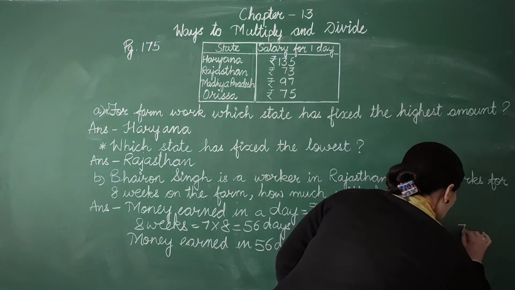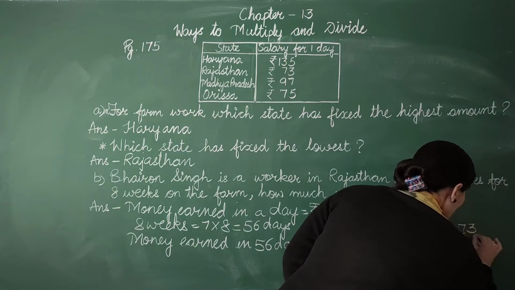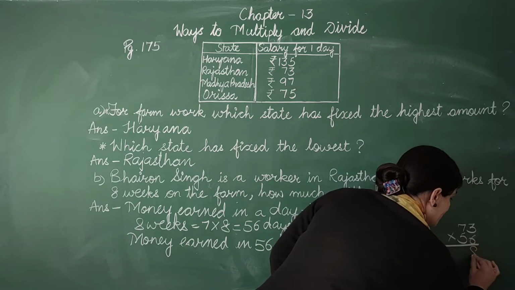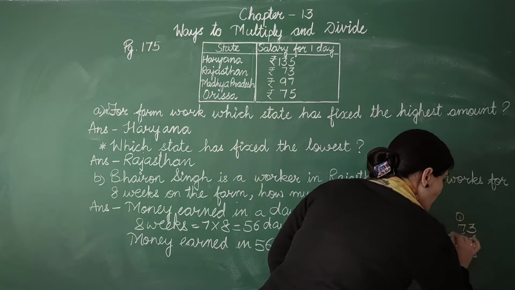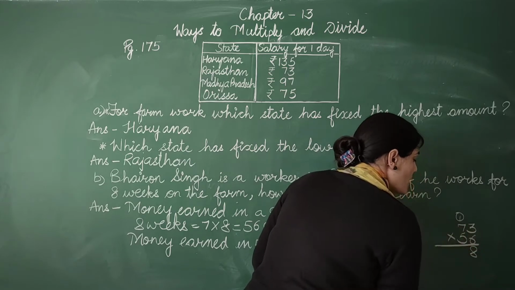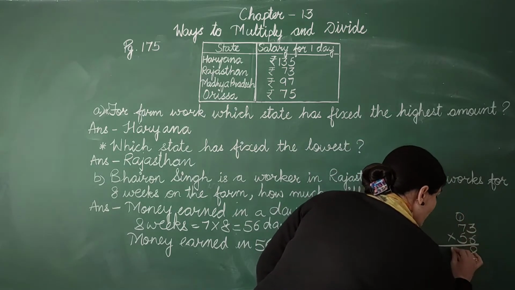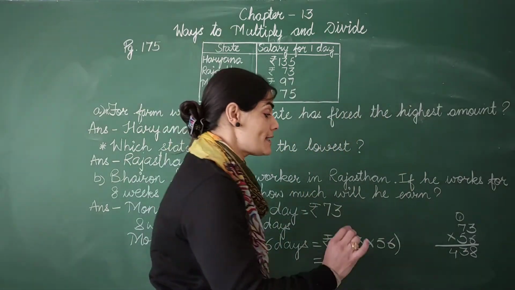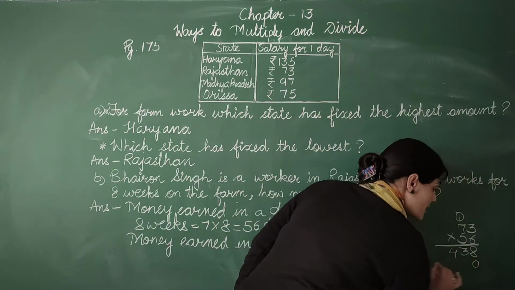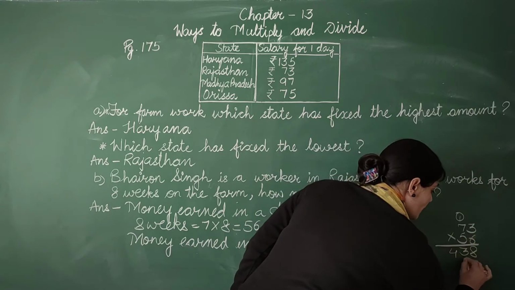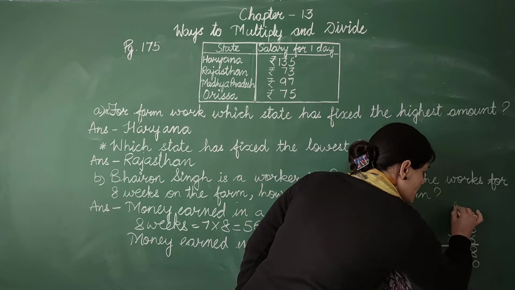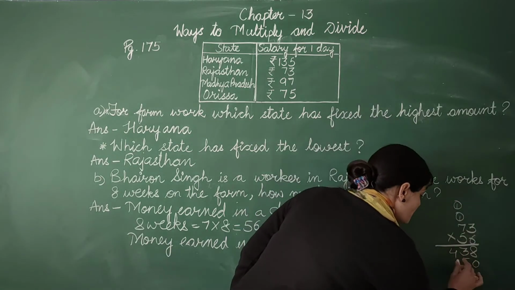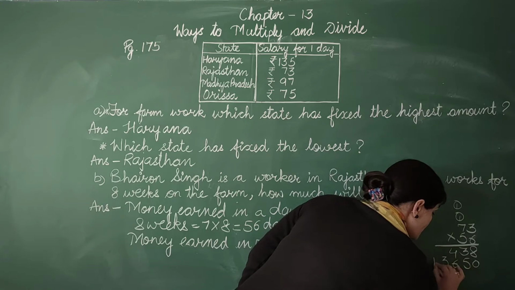I write here 73 and I multiply it by 56 everyone. 6 3s are 18, 8 I write and 1 I carry. 6 7s are 42, 42 plus 1 makes it 43. Before I begin the second step, I put a 0 here. 5 3s are 15, 5 I write and 1 I carry. 5 7s are 35 plus 1 makes it 36.